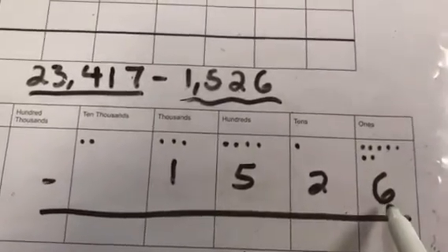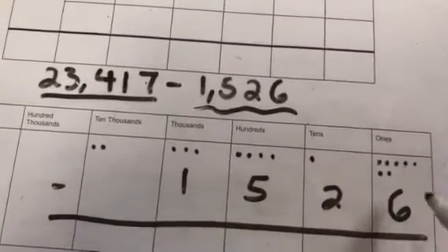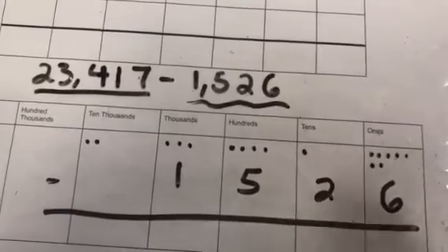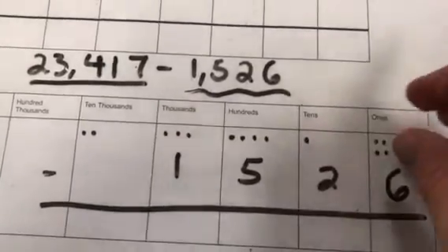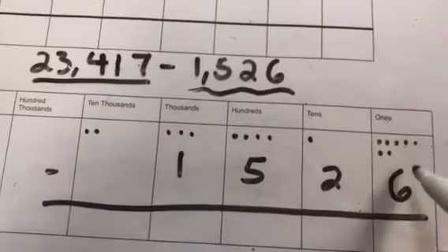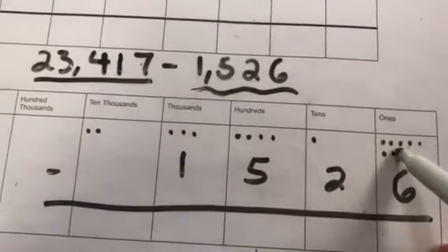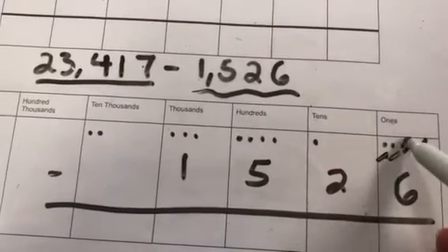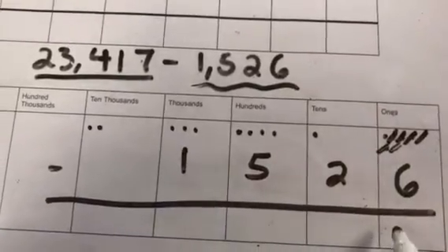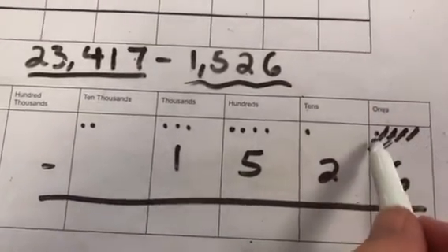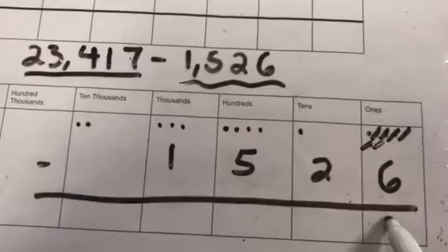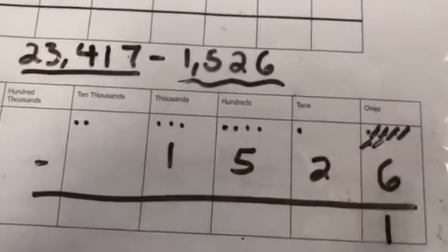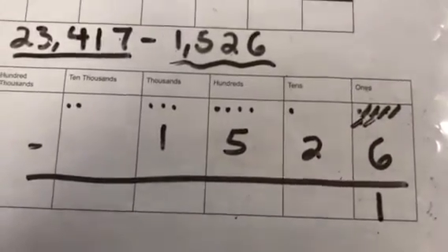I'm going to start in the ones and take away 6 ones. If I was using actual manipulatives, I would remove 6 from the column. I'd pick them up and take them away. But since I can't pick up a dot, I'm going to cross them off. 1, 2, 3, 4, 5, and 6. I'm going to see how many dots I have remaining. See that guy right there? I've got 1 dot remaining. So when I took away 6, I was left with 1.